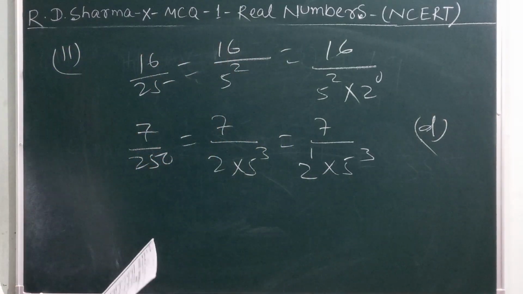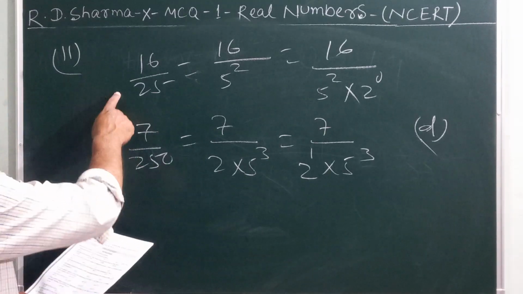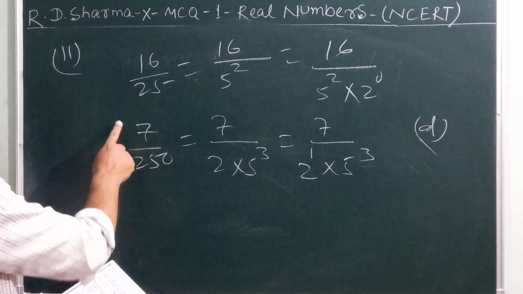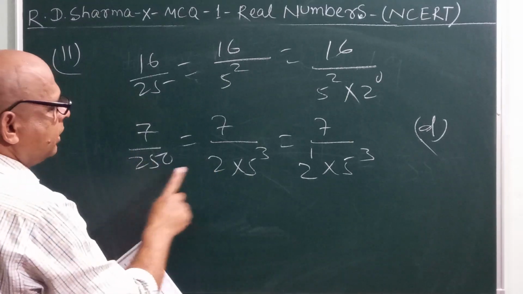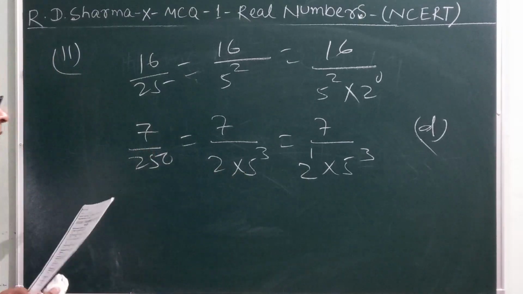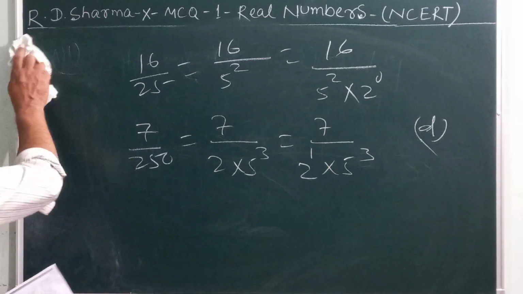These are terminating decimals: 16 by 25 and 7 by 250, because the factors of the denominator are only 2 and 5. Next, 12.